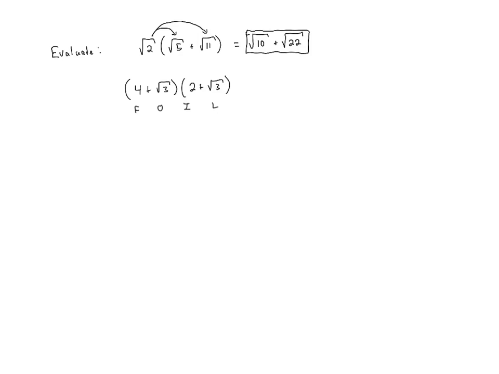Let's do it. If we multiply the first terms, 4 times 2 gives us 8. The outer terms, 4 times root 3 gives us 4 root 3. With the inner terms, root 3 times 2 gives us 2 root 3. And then the last terms, root 3 times root 3 gives us root 9. However, what is the square root of 9?